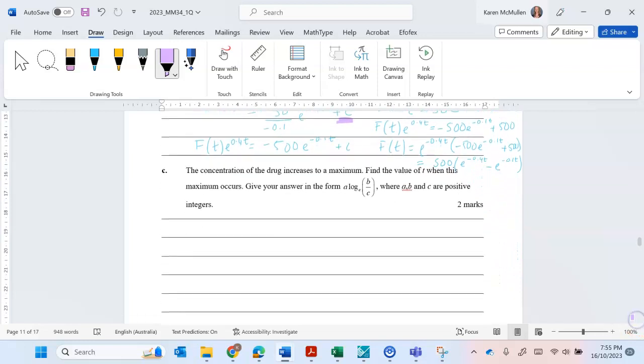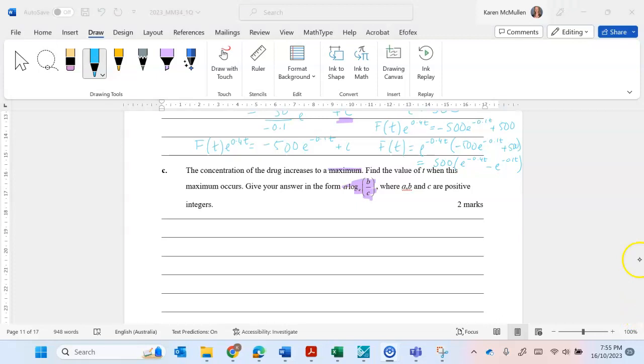In part C, the concentration of the drug increases to a maximum. Find the value of t when this maximum occurs. Give your answer in the form a log base e of b over c. So your maximum is when your derivative is equal to 0.